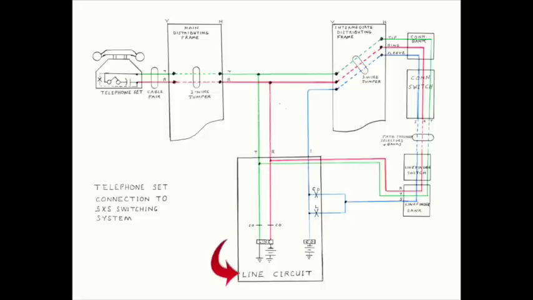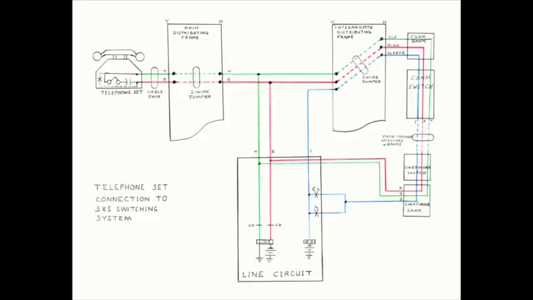The line circuit is part of the step-by-step switching equipment. It consists of two relays called the line relay and the cutoff relay. This circuit is utilized on every call, both originating from a station and incoming to a station. Every telephone line has a line circuit.